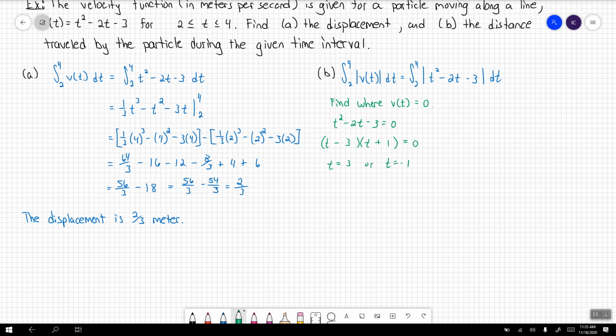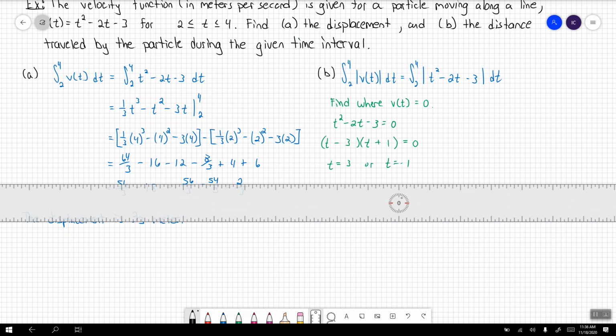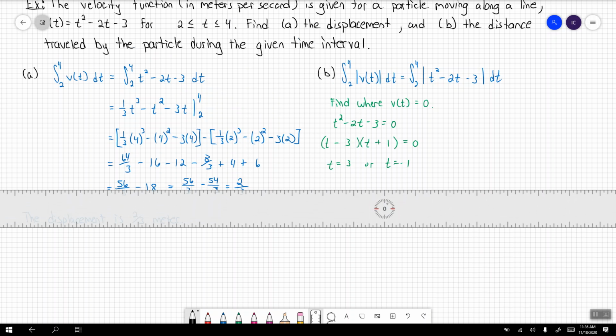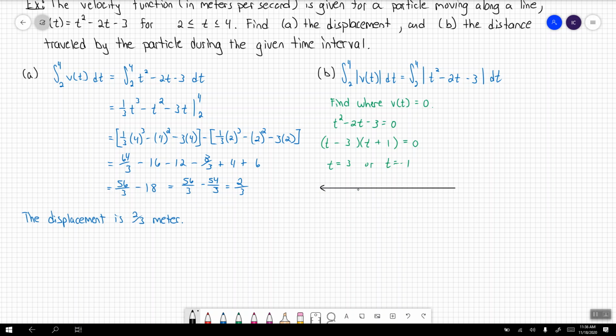Awesome. All we need to know now is on the given interval from 2 to 4, we now need to find out where this now dips below the x-axis. All right, or below the t-axis. So I'm going to grab my line here, and I'm going to see where my function is negative. Okay, I have t is equal to negative 1 over here, and then t is equal to 3 somewhere here.